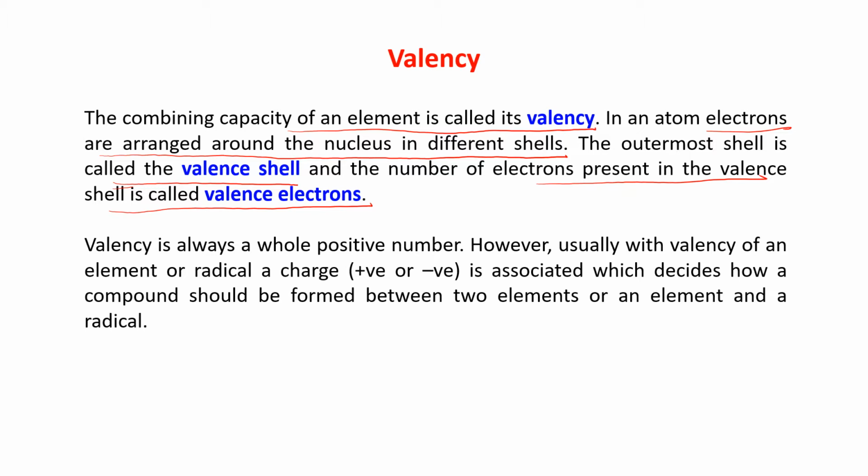Suppose I am taking sodium. This is having atomic number 11. Now it can be divided into shells in this way. First shell contains 2 electrons. Second shell contains maximum of 8 electrons. And the last third shell, so 8 and 2, 10 is already over. 1 is left. So third shell will contain 1 electron.